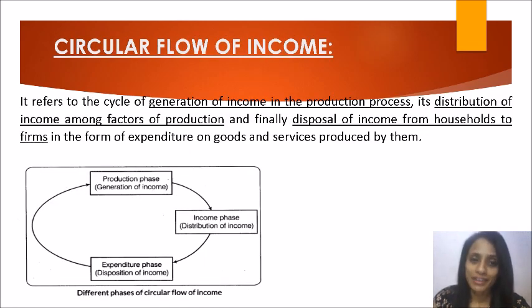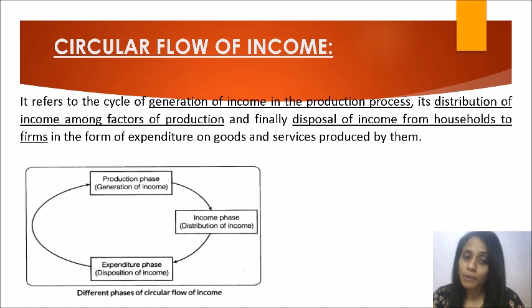Circular flow of income. The cycle of generation of income, distribution of income and disposal of income, together, is known as circular flow of income. See, generation of income happens in the production process. The factors of production render their factor services to the firms in the production process. For their factor services, they will be given income in the form of rent, wages and salary, interest and profit.